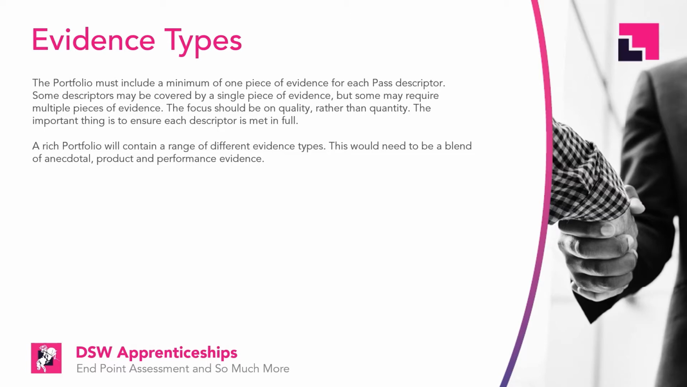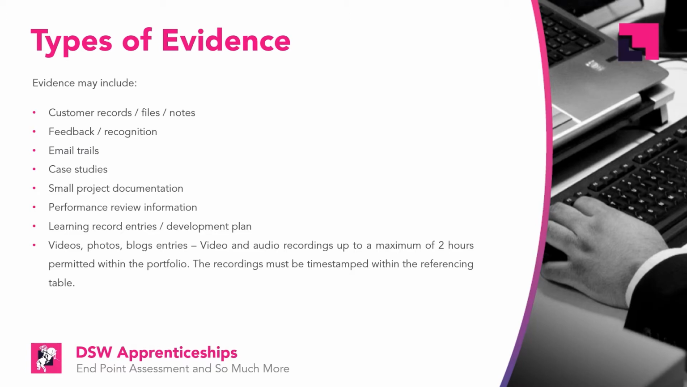We're looking for quality rather than quantity, having the apprentices think about examples of specific situations they've been involved in which would allow them to demonstrate multiple areas of the standard, so they can cover several past descriptors within one piece of evidence using a range of different evidence types. Types of evidence. As you can see, there's a wide range of evidence types and this list is not exhaustive. We do ask that videos and recordings are a maximum of 2 hours within the portfolio and they will need to be time-stamped in the referencing document.